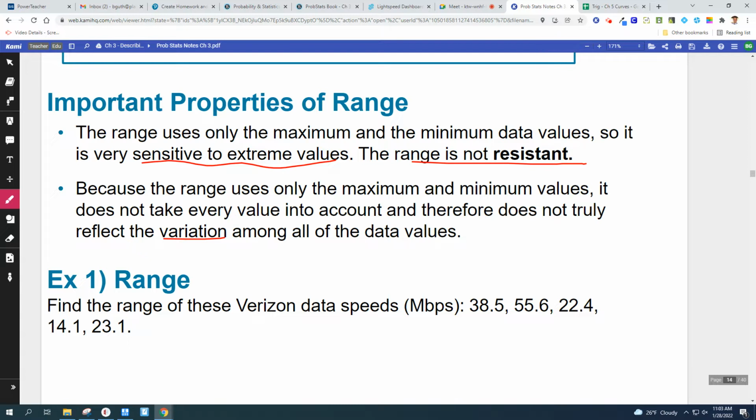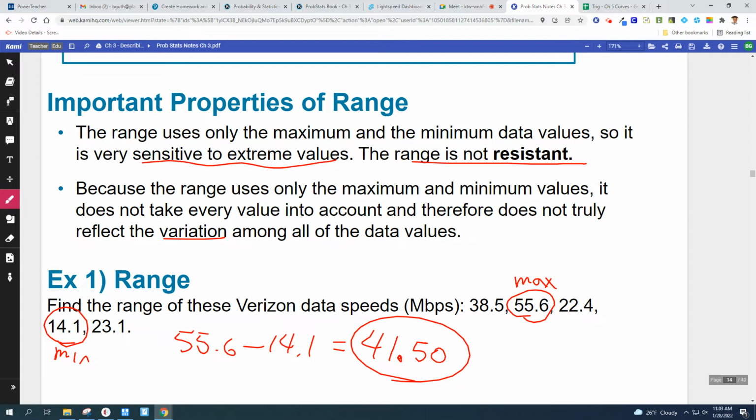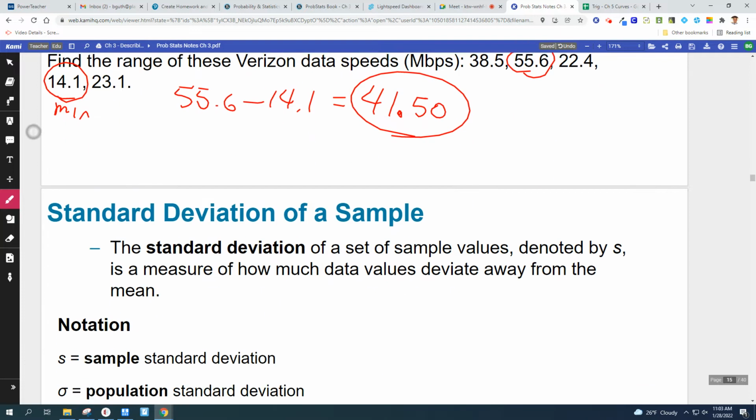So then example 1, find the range. Finding the range is very simple. You find the max, you find the min, and you subtract. So quite simply, 55.6 minus 14.1 equals 41.50. Remember, keep an extra decimal point.